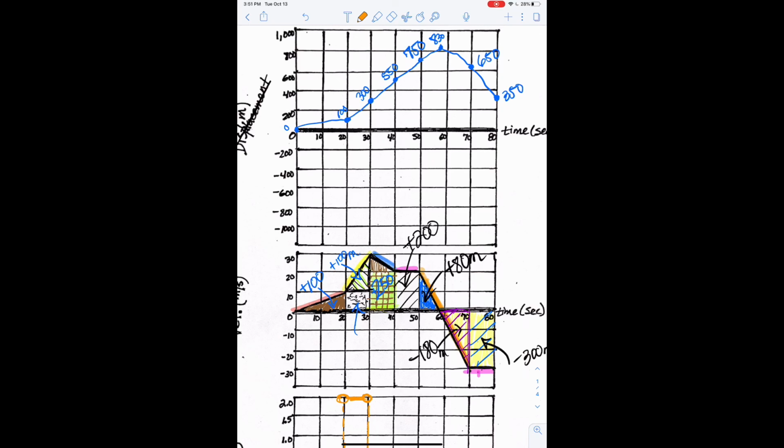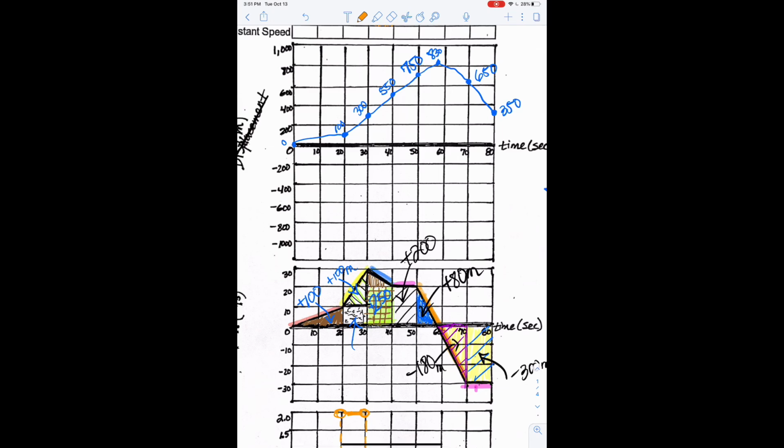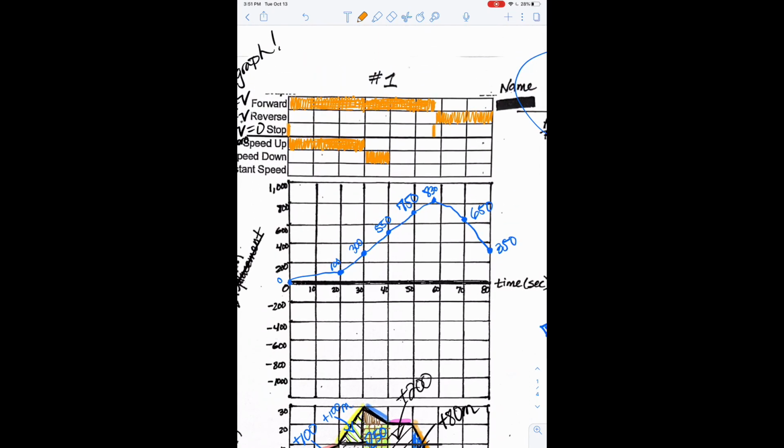Yeah, so we're not accelerating, right? Acceleration is 0, but we're holding speed of 20 meters per second. So that's going to be a constant speed from 40 to 50. Okay, go ahead and shade that in.